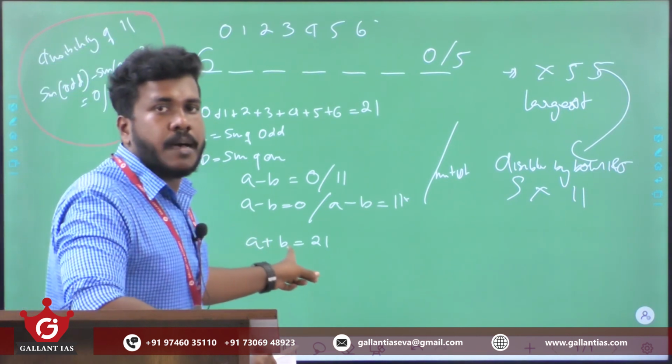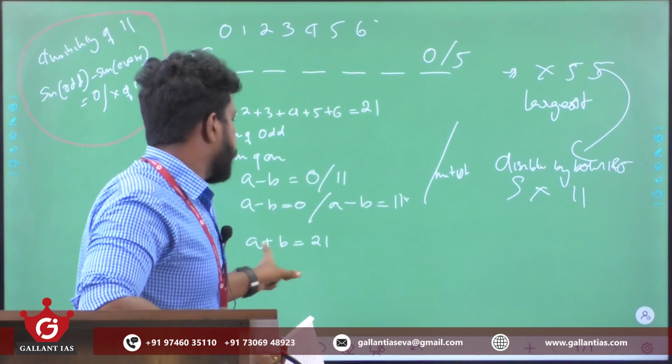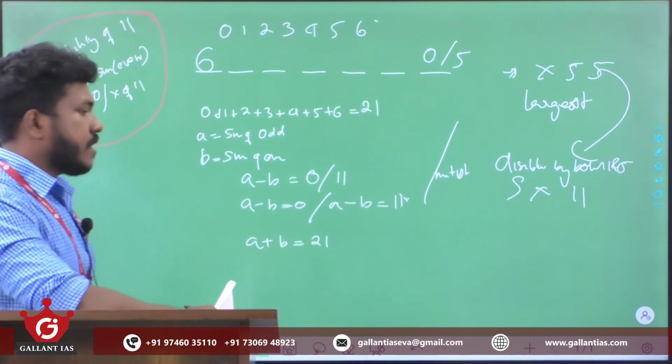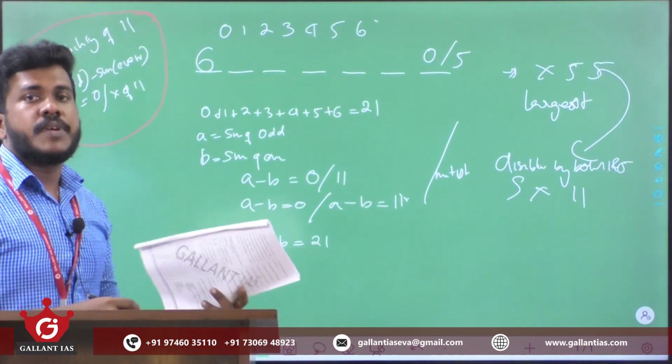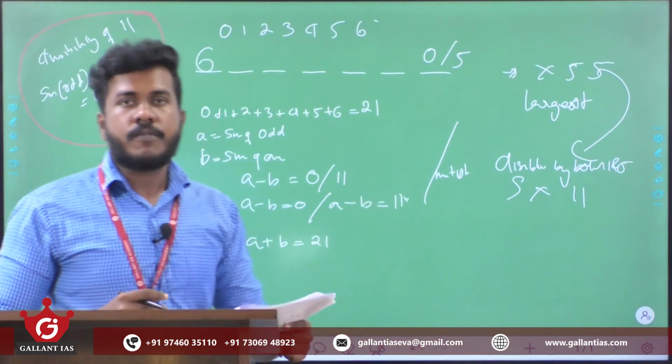Since the sum of all these values is 21, you can write that a plus b is equal to 21. Again, you can write it like a plus b is equal to 21, right?